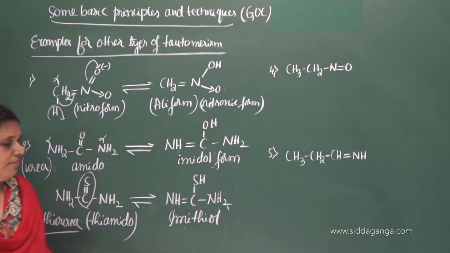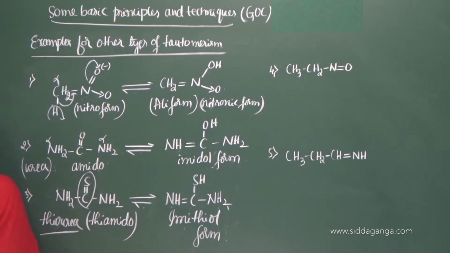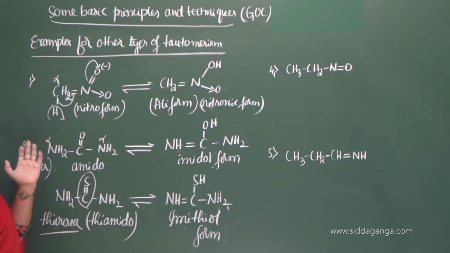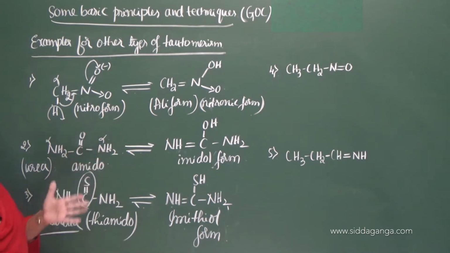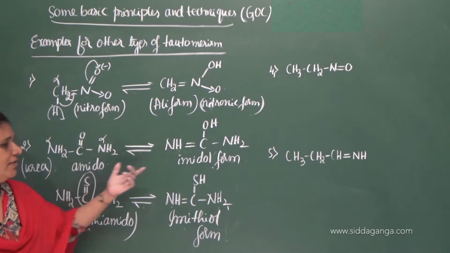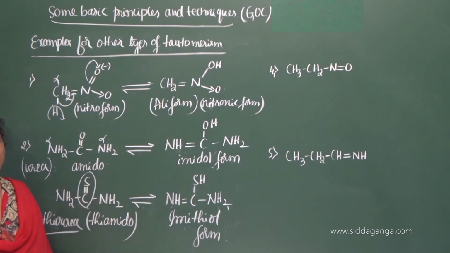Imethiol form. Thioamido to imethiol form. So we can observe this tautomerism not only in carbonyl compounds, we can expect this tautomerism in nitro compounds, amides and also thioamides or thiourea. I have given examples. The change in the form: nitro form and this is aci form, and amido and this is imidol form, and thioamido to imethiol form.